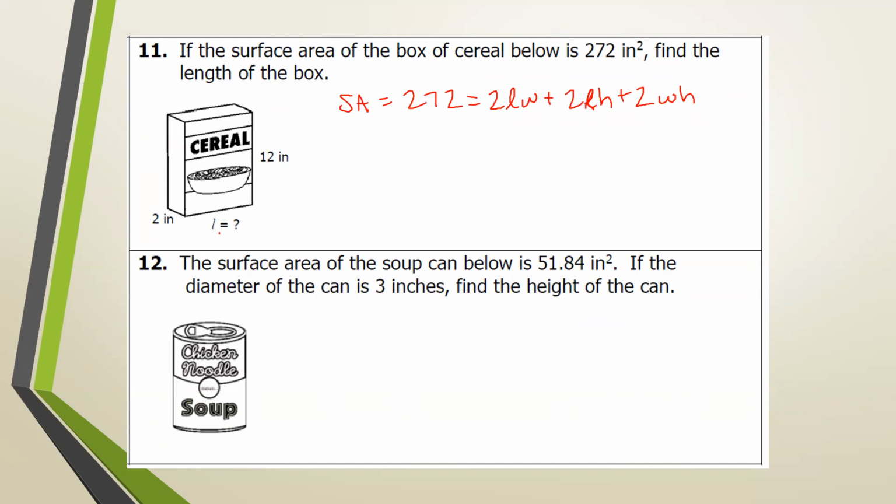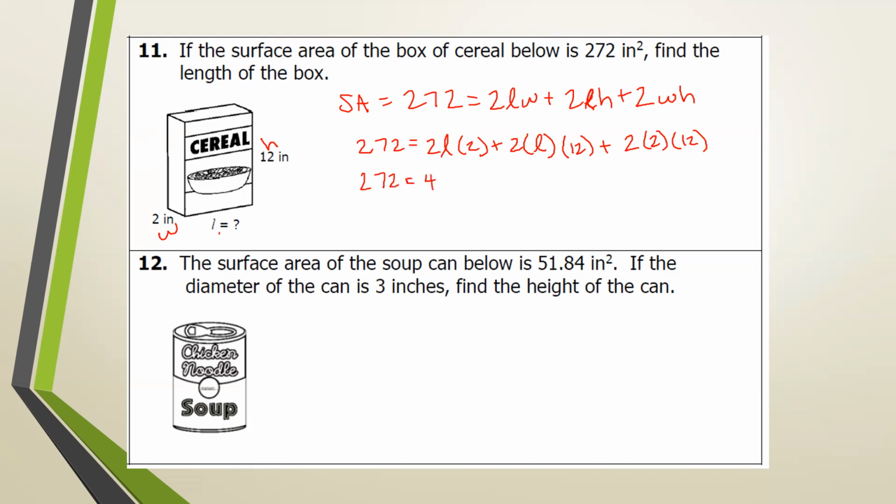We don't know what the length is, but I could call the 2 the width and the 12 the height. And so I would say, oh, well, 272 is equal to 2 times the length, which I don't know, but the width is 2, plus 2 times the length, still don't know the length, but I know the height is 12, plus 2 times the width times the height. Now this just has become an algebra problem.